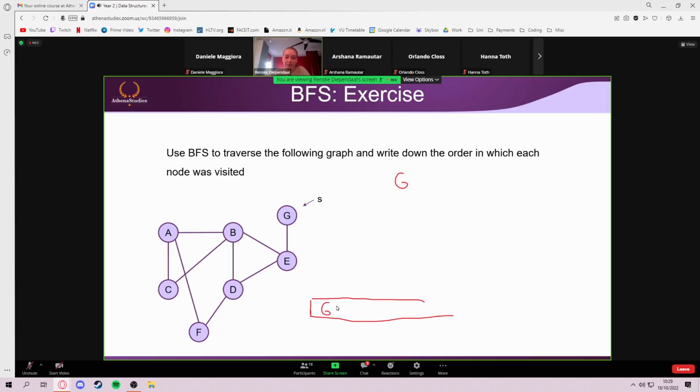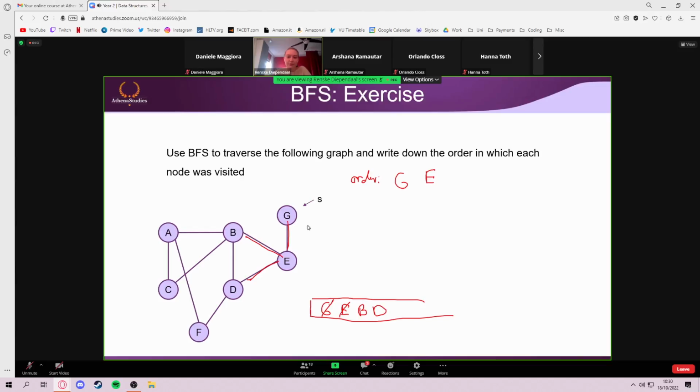So we started with G. You see that it's connected to the E. So what we do next is we remove the G from the Q and we go visit E. So put it down in the order. And then we see, okay, E is connected to both B and D. So if you put them in the queue the other way around, you will also have a different order over here. So there are multiple correct orders.